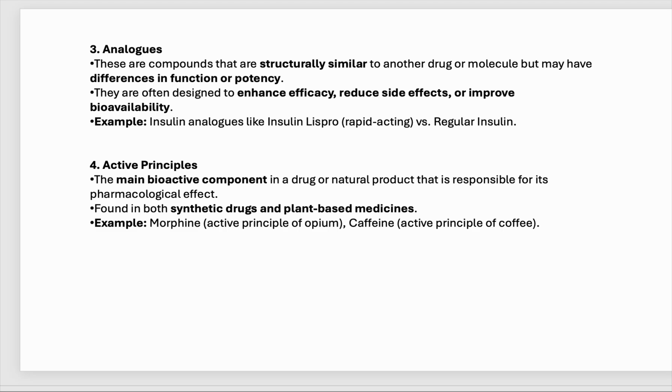Active principle, the main active principle. If there is a drug, a naturally occurring thing, what is the main active component of that natural product? That's called active principle. The main bioactive component in a drug or a natural product that is responsible for the pharmacological effect is called the active principle. It's found both in synthetic and plant-based medicines, and examples can be morphine or caffeine.